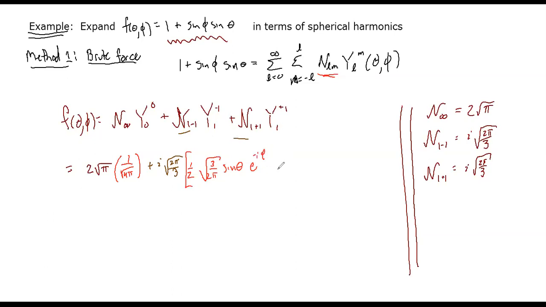And then plus, same coefficient. And then again, go back and look up what Y11 is. So it's got an overall minus sign and then all the same info.